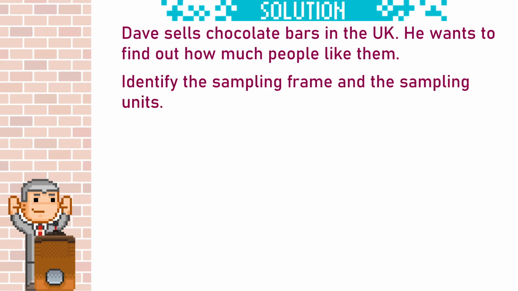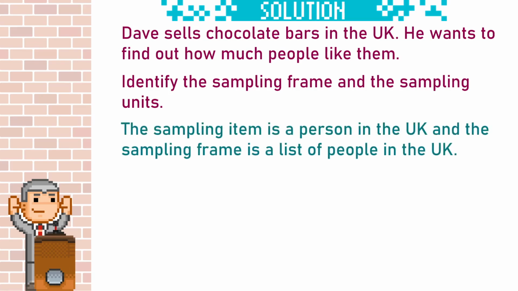In this question, we're asked to identify the sampling frame and the sampling units. A sampling unit is each item or person in the sample, and a sampling frame is the list of the sampling units. So the sampling unit in this instance is the person in the UK, and the sampling frame is the list of people in the UK.